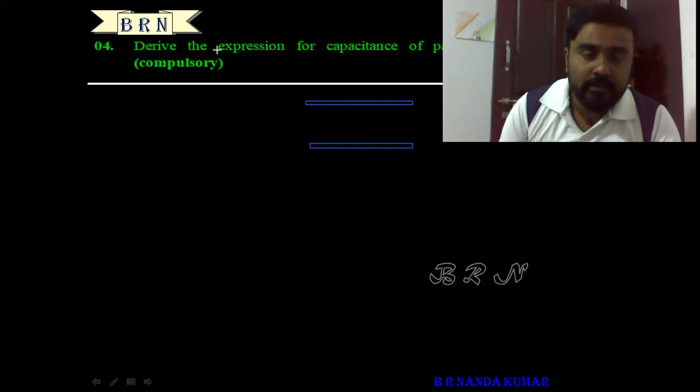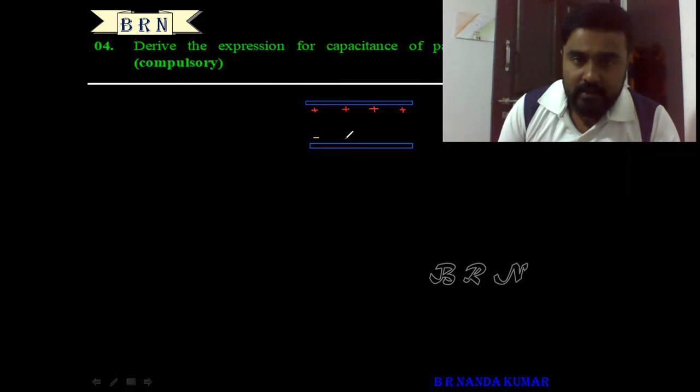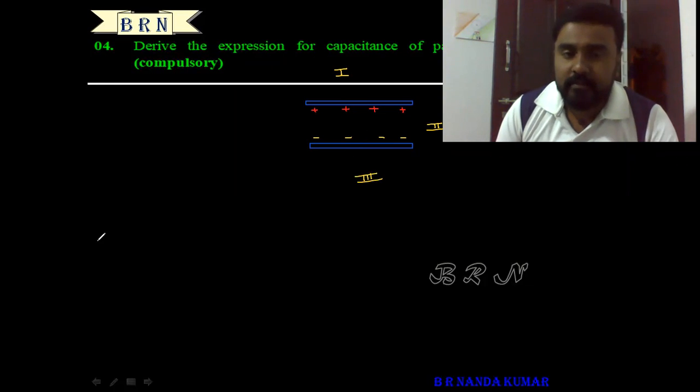One is positively charged. Another one is negatively charged. So the region outside on this side I mark as region 1. In between the plates is region 2, and this is region 3, which I am marking.